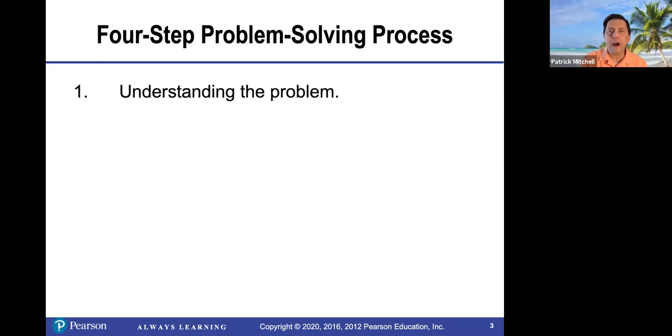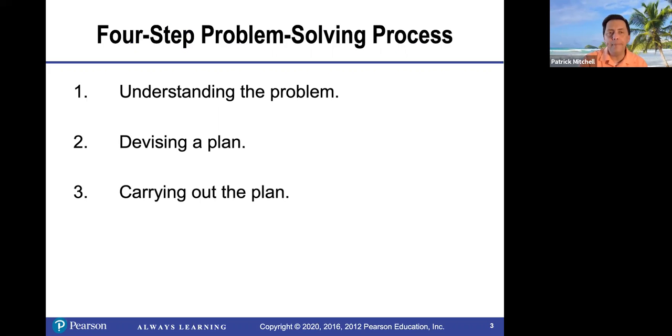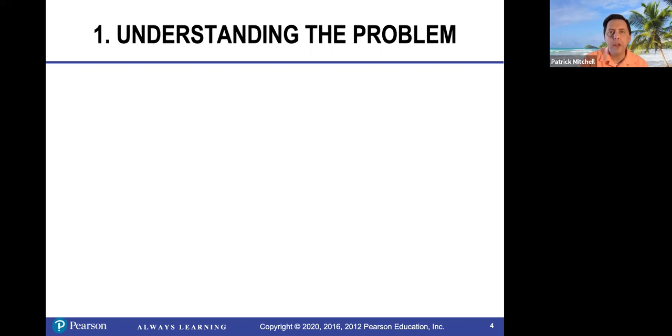So the four-step problem solving process is number 1, understanding the problem. Number 2, devising a plan. Number 3, carrying out the plan. And number 4, looking back. So what does all that mean? Well, let's look at those in a little bit more detail.